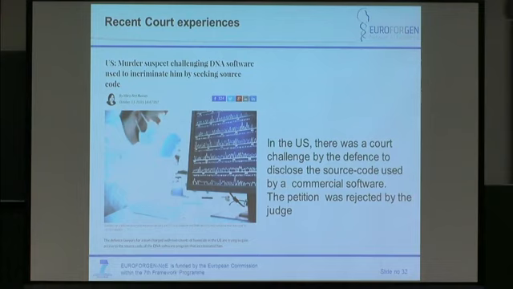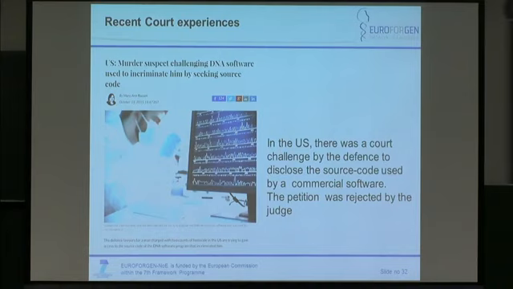But again, it comes back to this issue of open source versus commercial. Then in the US, there was a court challenge by the defence to disclose source code used by commercial software. And to cut a long story short, the petition was rejected by the judge, who felt that it was important to protect the commercial interests of the party. So he denied access.